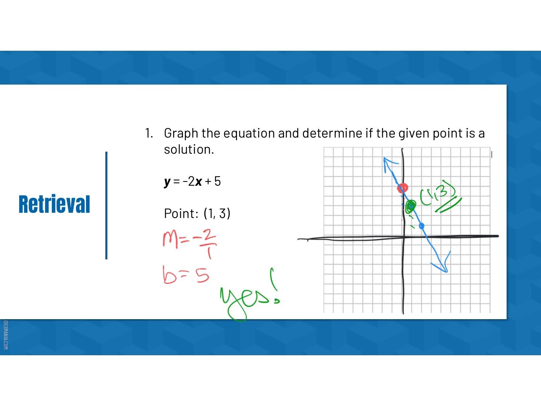We can also put x and y into the equation and see if both sides are equal. That's another way of doing this, but I like to see the graph because it shows it visually.